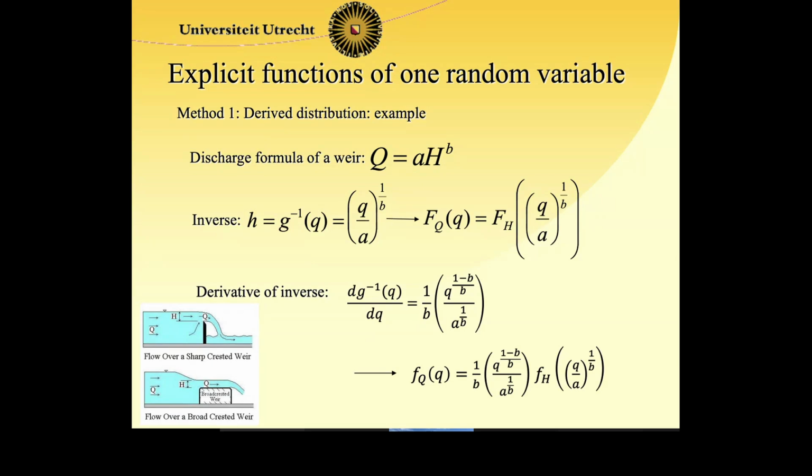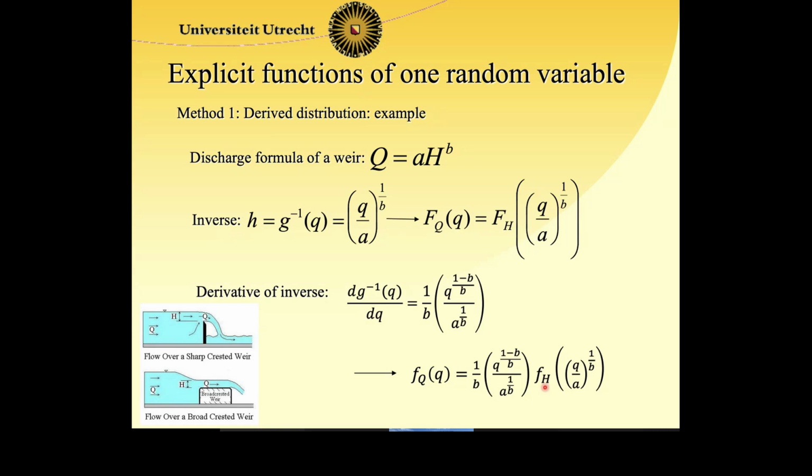So I've derived this for you, and I also put it a little bit more nicely on the slide, so you can see that you can derive theoretically exactly what the probability density function of Q should be once we know the probability density function of H. It's quite a powerful method, but it only works strictly with monotonous, invertible, and differentiable functions.